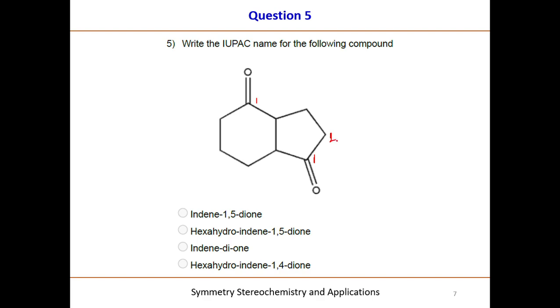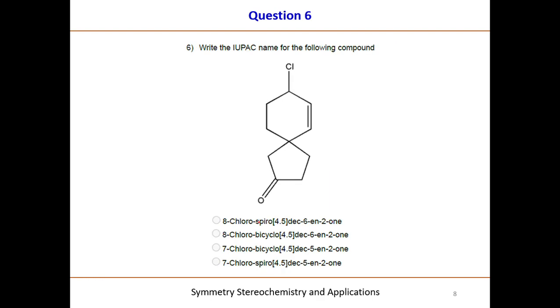1, 2, 3, 4, 5. So at carbon number 1 and 5 we have the ketone group. So we will write hexahydroindene-1,5-dione. So option number 2 will be the correct one. If you have any difficulty or doubts, we can discuss in the next lecture or our coming live session.